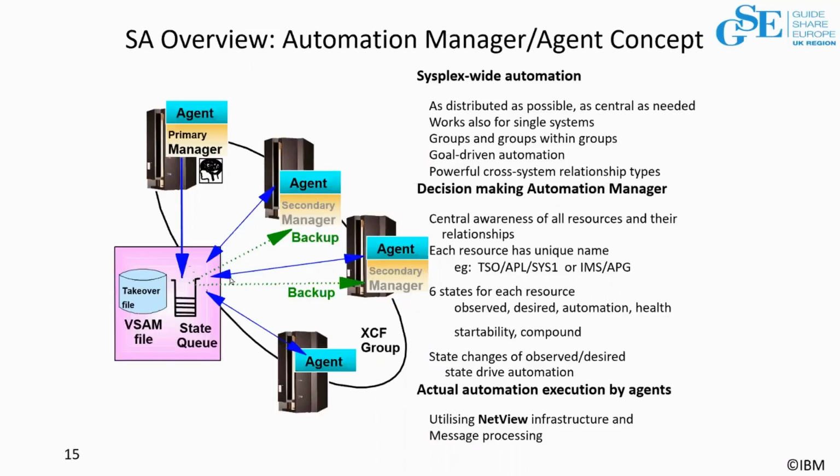So System Automation works on a manager agent concept. So you'll have at least one automation manager. You usually have at least one secondary manager as well for high availability. Every system will have an agent on it, and it's the agent that actually takes the actions against the resources. The manager is the brain. It's the overall point of control, but it's the agent that does the actions. So the automation manager has the central awareness of everything that's being automated. Everything has a unique name, so it can be individually manipulated.